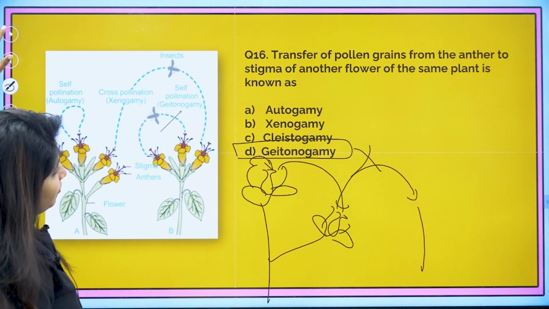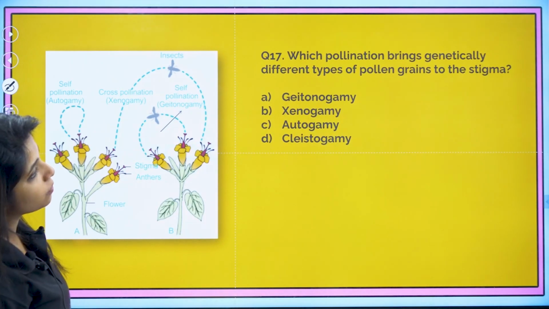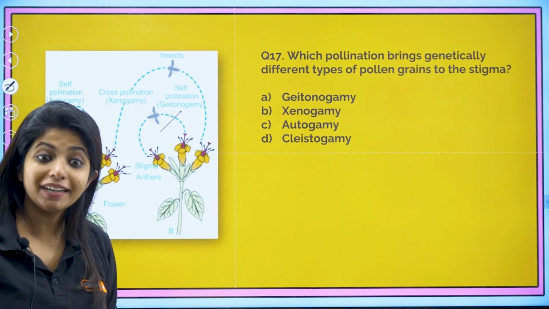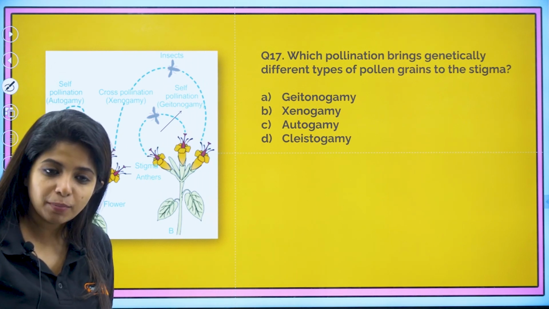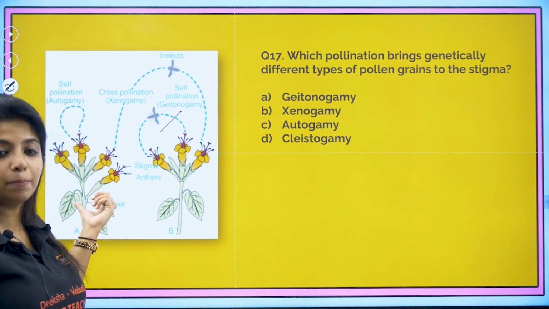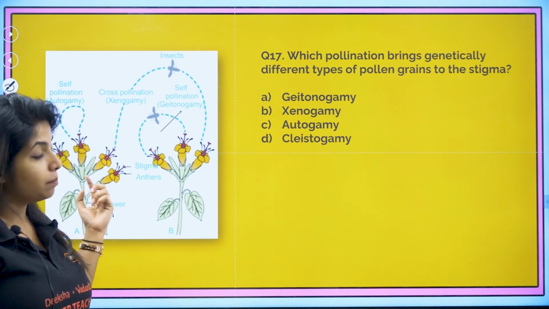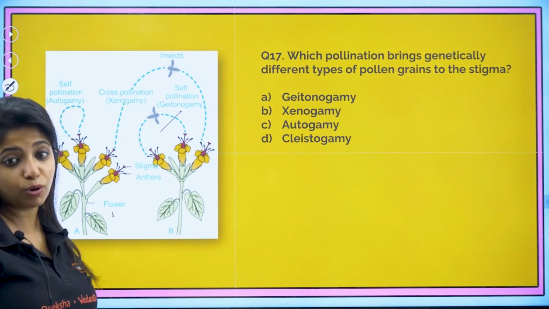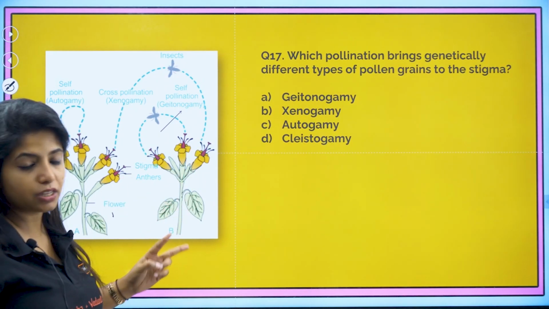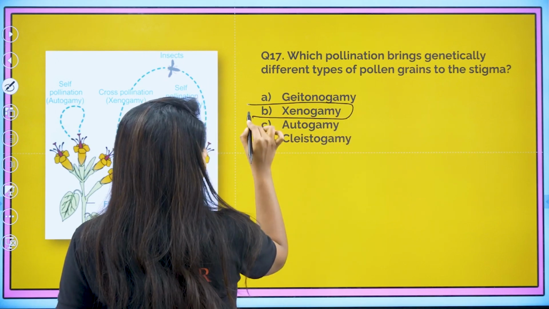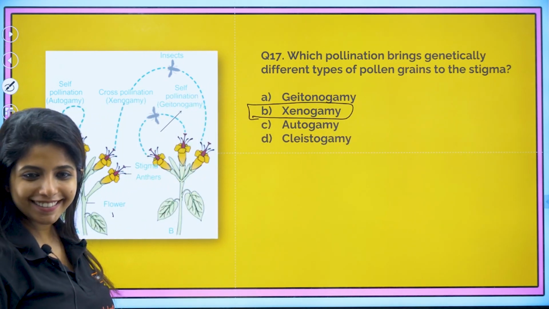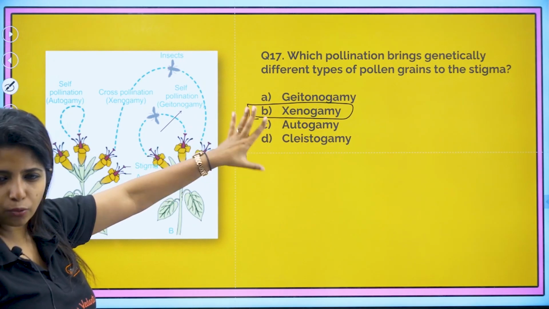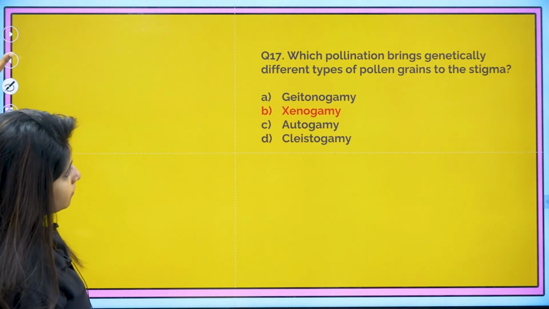Next, which pollination brings genetically different types of pollen grains to the stigma? Does geitonogamy bring genetically different types? No, ma'am, it's between flowers of the same plant. So obviously no. But can xenogamy bring genetically different types of pollen grains? Yes, because it is happening between two different plants. So your answer would be xenogamy over here. Not geitonogamy, not autogamy, not cleistogamy. Cleistogamy does not play any role over here. So your answer is B.